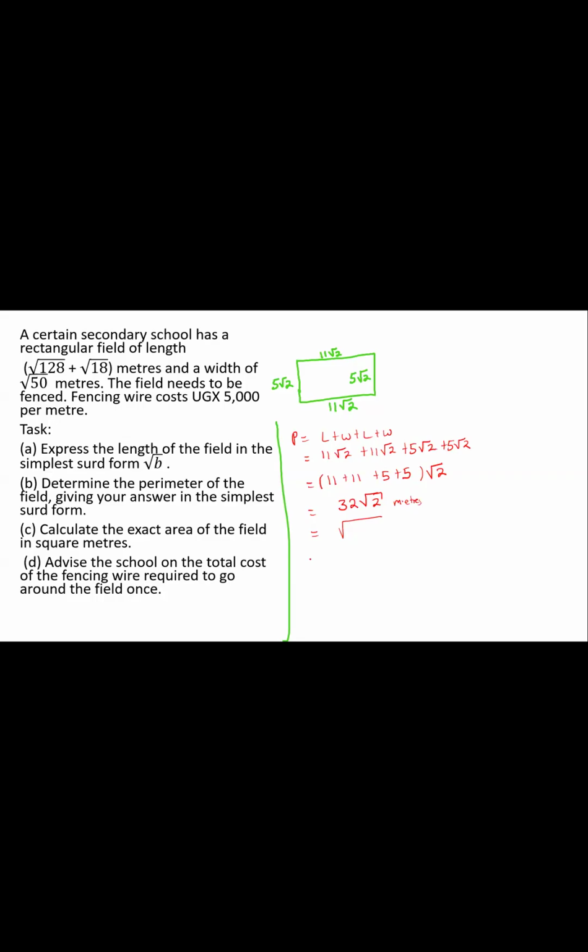Okay, then part C required us to find the exact area of the field. So you say area of the field will equal the length times the width. So you'll come and say this is 11 root of 2, and I'm multiplying it times 5 root of 2. Can everyone first do that and put your answer in the chat as I respond to someone here?